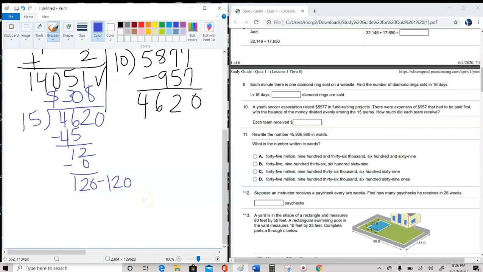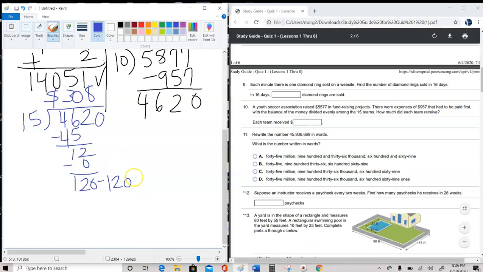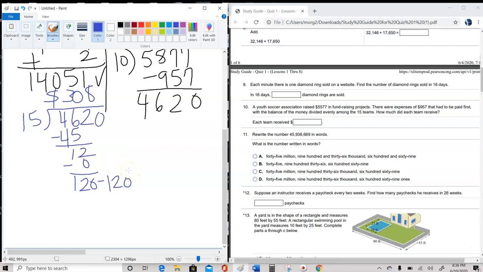Number 12, I'm going to talk you through this question as well. Suppose an instructor receives a paycheck every 2 weeks. Find how many paychecks he receives in 26 weeks. Just simply divide 26 by 2, and the final answer is 13 paychecks.